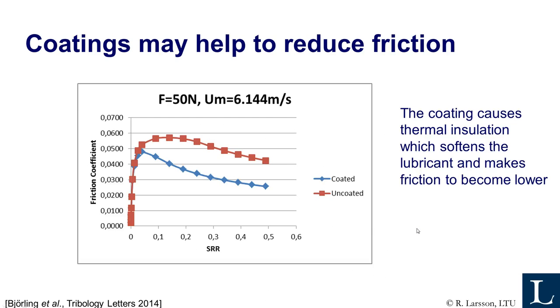Finally, a few words about some recent research. We have found that it's possible to reduce friction by adding coatings. That's not at all a new finding, of course, and coatings are used to reduce friction very often, for example in mixed and boundary lubrication. But in this case, it's a full film lubrication case, and we found that even in that case, you can strongly reduce the friction, because the coating acts as a kind of thermal insulation.